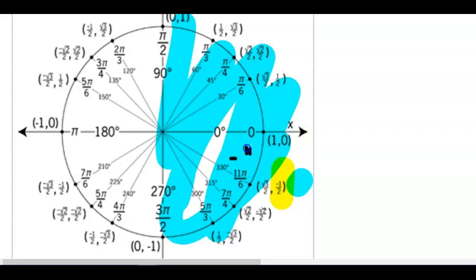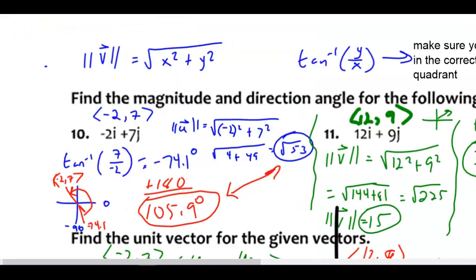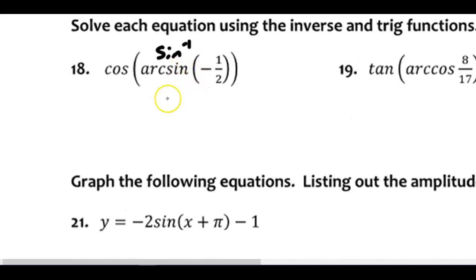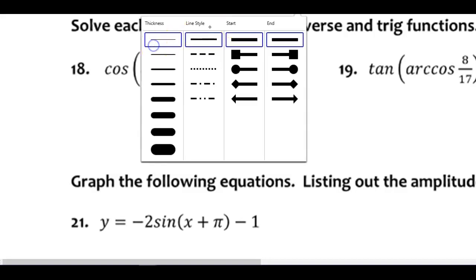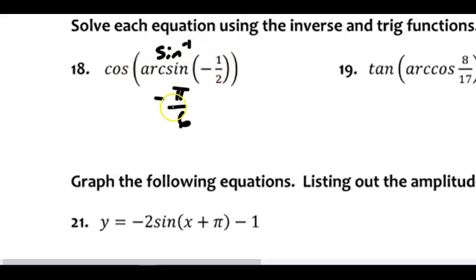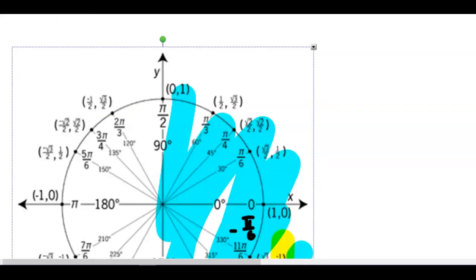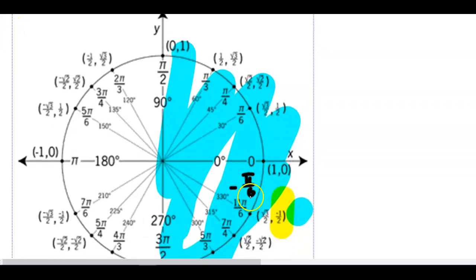Like this is -pi/6, right? Then -pi/4, -pi/3, -90 degrees, or -pi/2. So -pi/6, okay? So I go back over here to the problem. This is -pi/6 right here. Now, sine inverse of -1/2 is -pi/6. So now we've got to find the cosine of -pi/6. If I look back at the unit circle, you'll see that this is -pi/6.